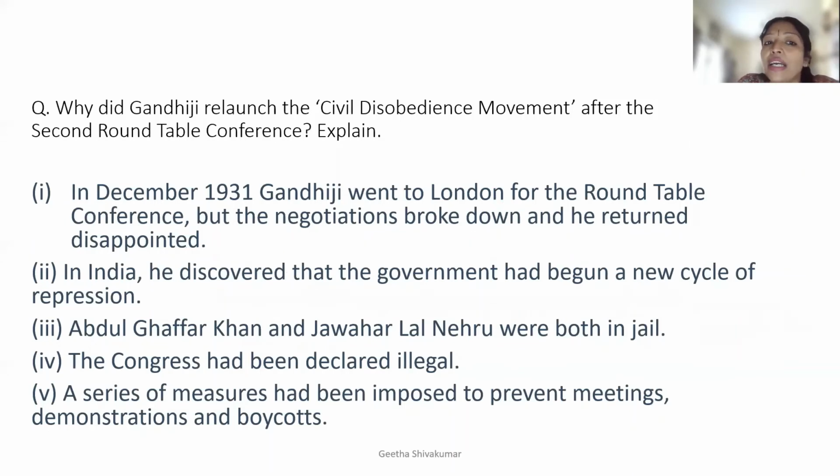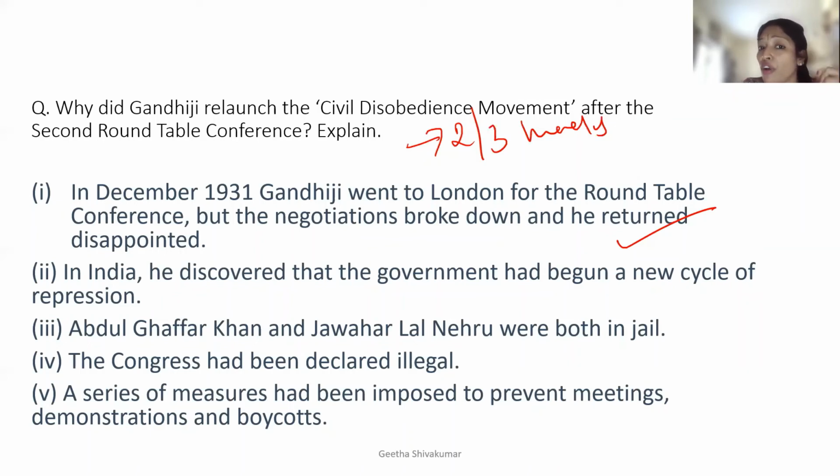Next one: why did Gandhiji relaunch the civil disobedience movement after the second roundtable conference? Again, this is your 2 marks question or it can be a 3 marks question. In December 1931, Gandhiji went to London for the roundtable conference, but the negotiation broke down and he returned disappointed. Why did he return disappointed? Because the negotiations were not fulfilled by the British. So Gandhiji was very upset and he returned to India.